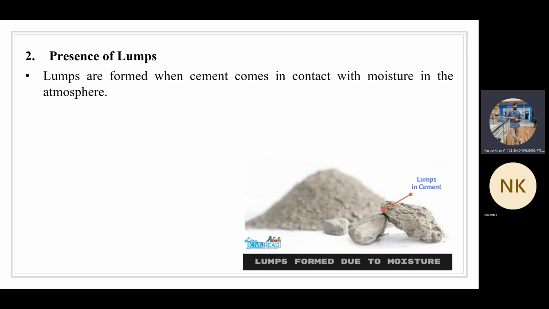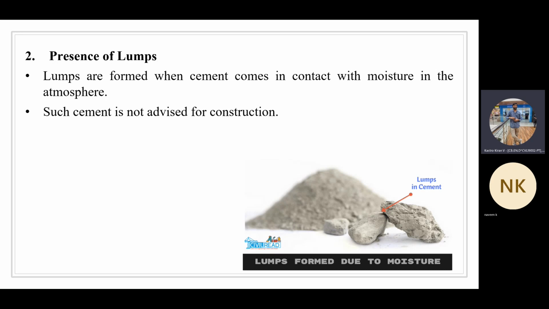Now, how are these lumps getting formed? These lumps are getting formed when you store the cement for a longer duration of time. And in the process of storing the cement for a longer duration, it comes in contact with the moisture that is available in the atmosphere. In this case, the lumps will get formed. Whenever you have cement which consists of lumps, that cement is not advised for construction activities.